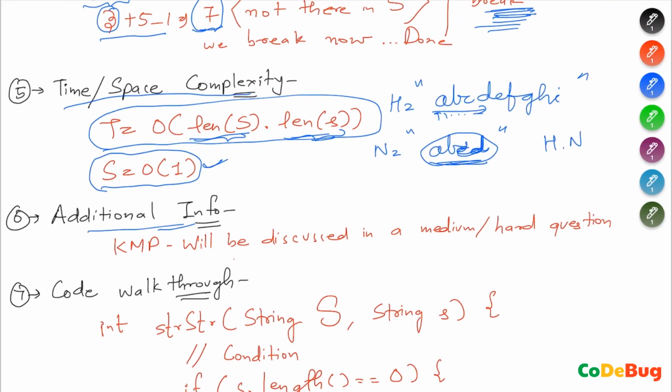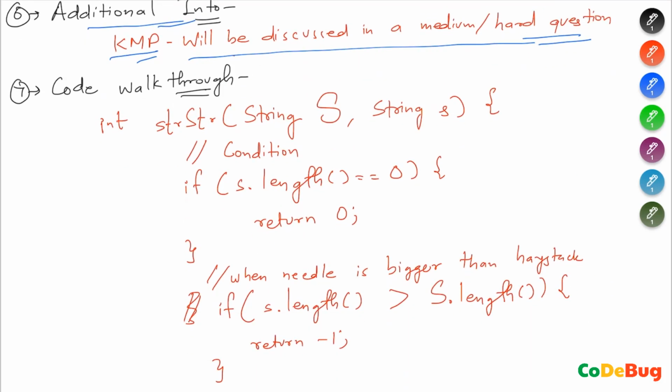As part of the additional info, there is one algorithm, KMP, for string matching or this string finding algorithm. This will be discussed later in a medium or hard LeetCode question that we have, and we will add it there itself. Okay, now let's go through the code walkthrough for this.